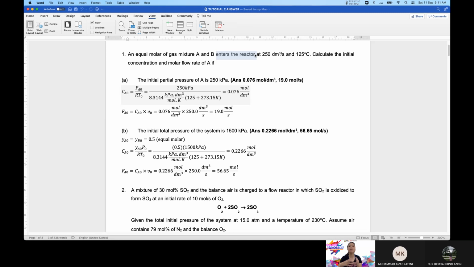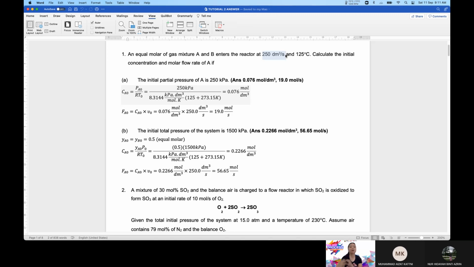Okay, why is this important? Because certain properties will change before the reaction and during the reaction. So for example, 250 dm³ per second. You know dm³ per second: the dimension dm³ is volume, and second is time. So volume per time is volumetric flow rate. The volumetric flow rate, initially and during the reaction, can be different. Meaning there can be changes in the volumetric flow rate before and after the reaction. So that's why it's important to indicate whether this volumetric flow rate is initial or final. Since they say enters the reactor, this is the initial volumetric flow rate.